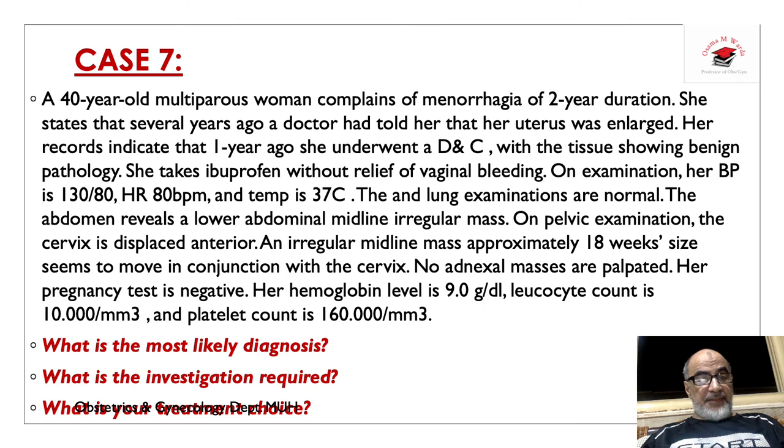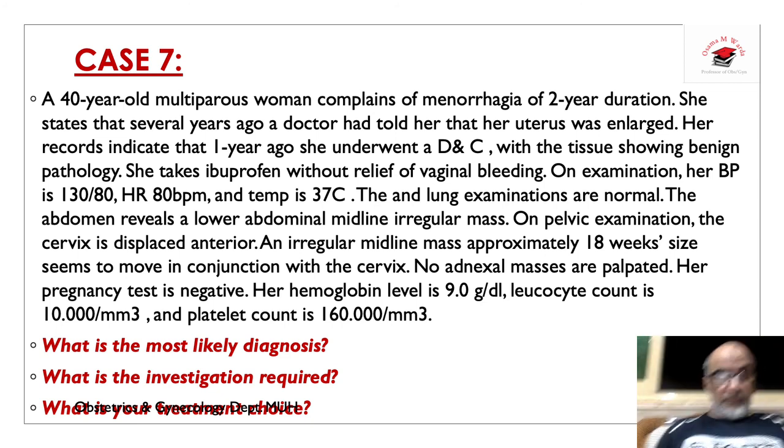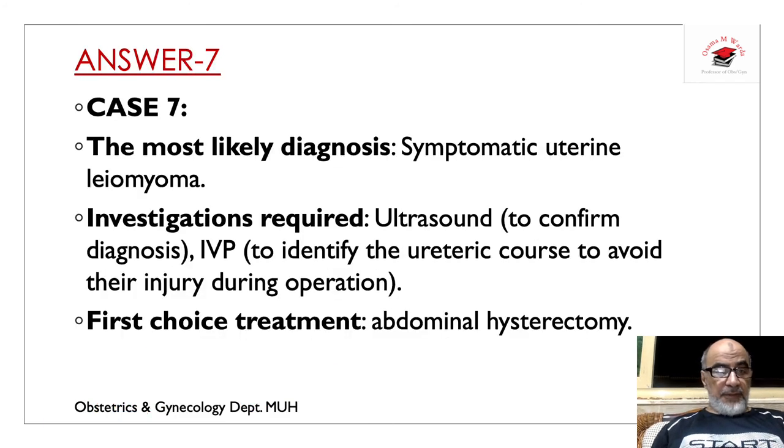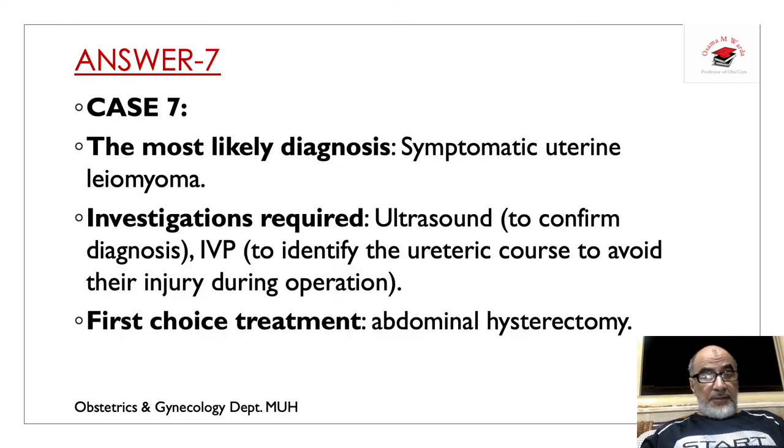Her pregnancy test is negative. Her hemoglobin is 9 gram per deciliter. Leukocyte count is 10,000 per cubic millimeter, and platelet count is 160,000 per cubic millimeter. What's the most likely diagnosis? Fibroid. What is the investigation required? Ultrasound. What is the first choice treatment? Abdominal hysterectomy.